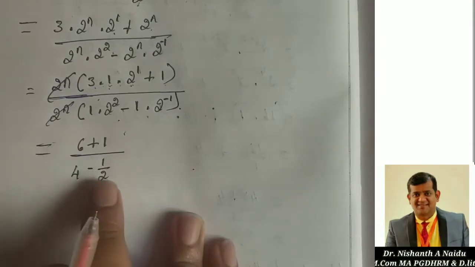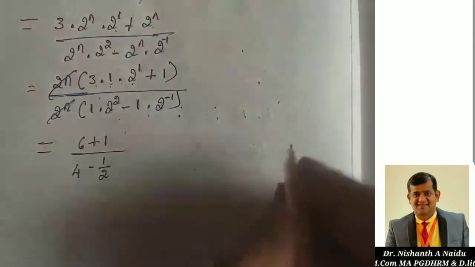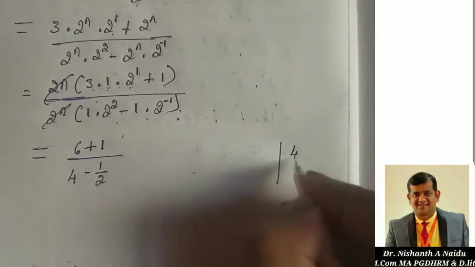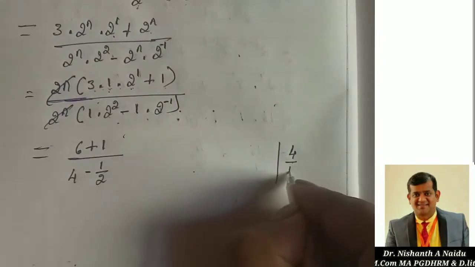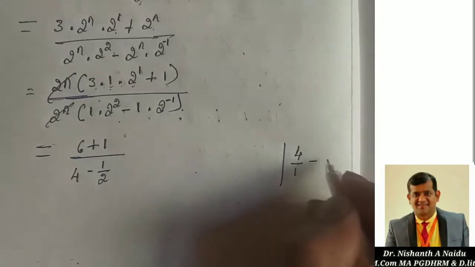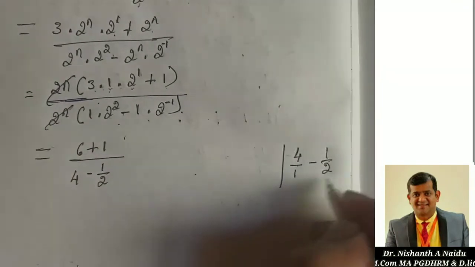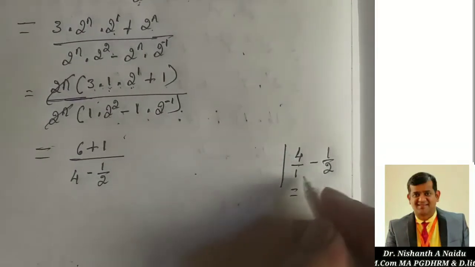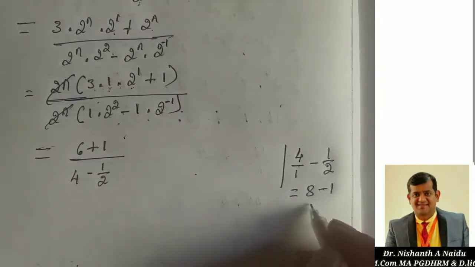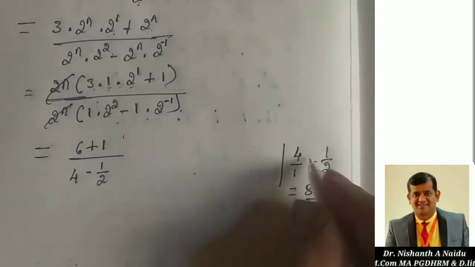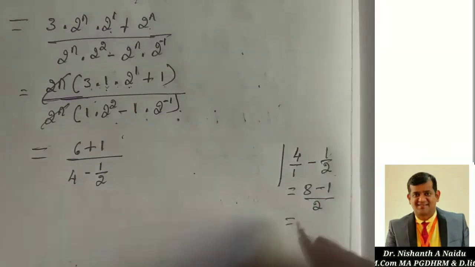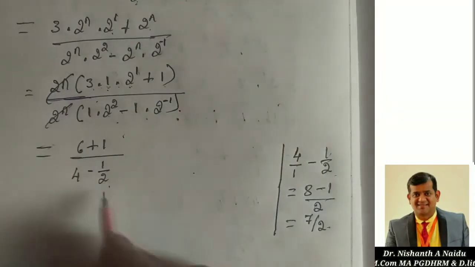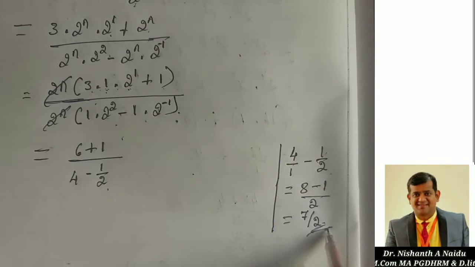Now for this you have to find the LCM, that is cross multiplication. 4 divided by 1, minus 1 divided by 2. 4 twos are 8, 1 ones are 1, 2 ones are 2. So that equals 7 divided by 2. So the value of 4 minus 1 by 2 is 7 divided by 2.